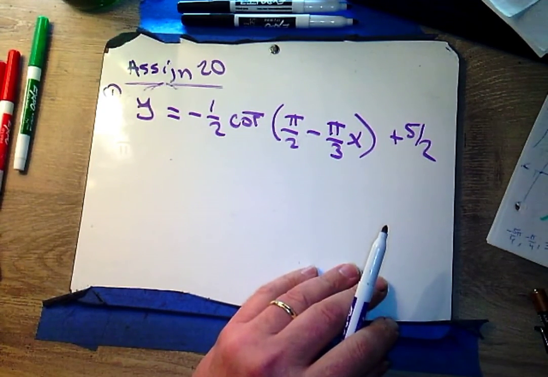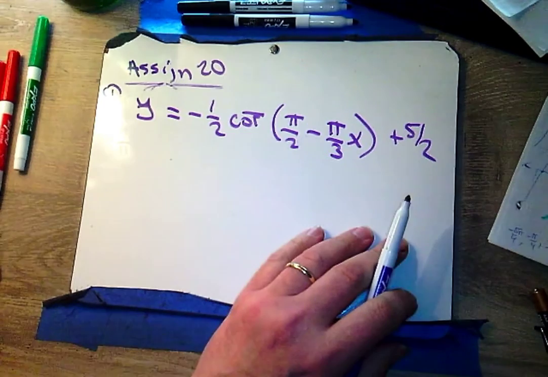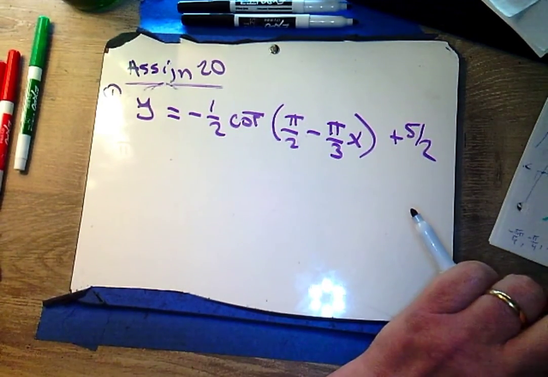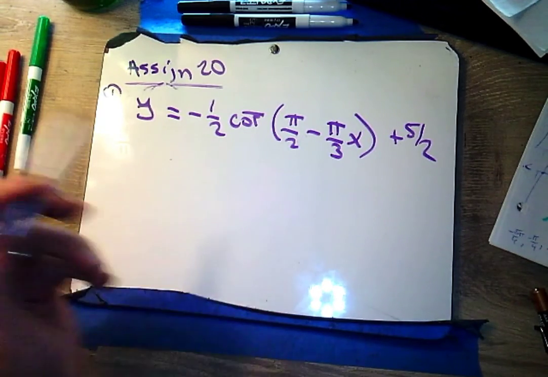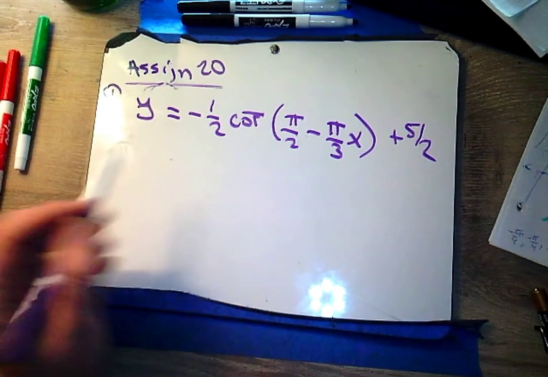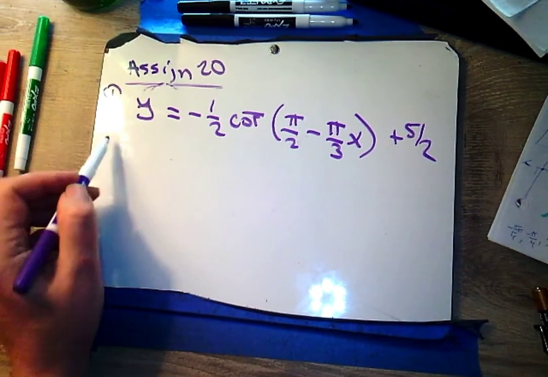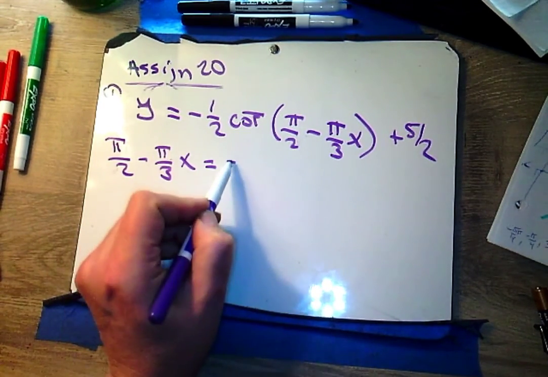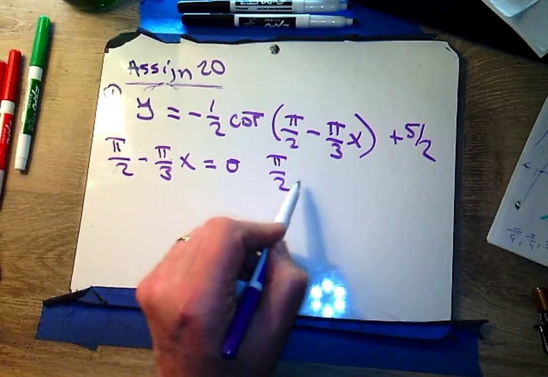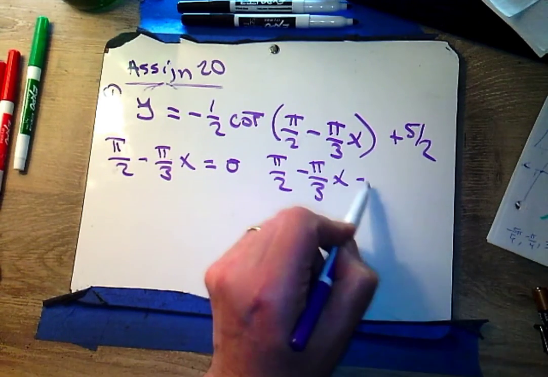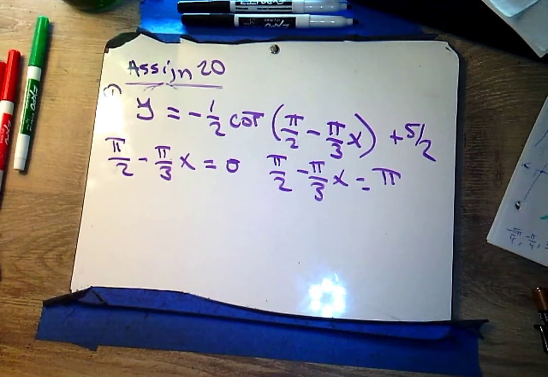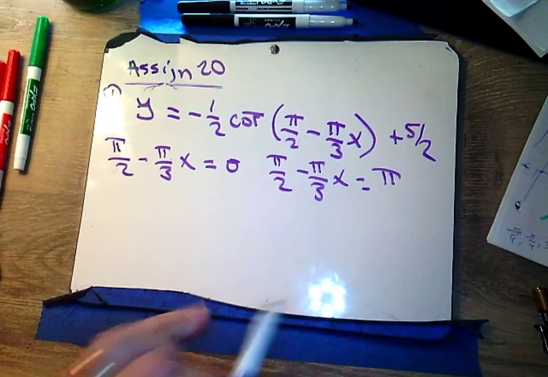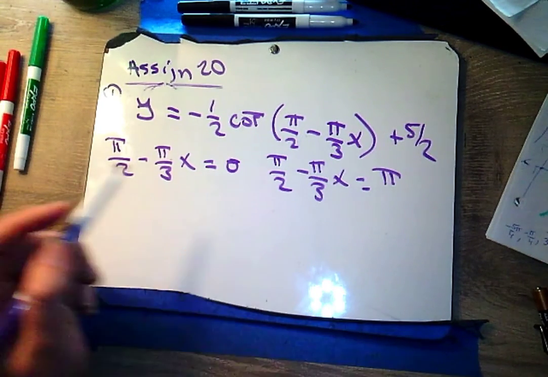Hey, welcome back. So what did you set the argument equal to for cotangent? Did you use pi over 2 and negative pi over 2? I hope not, because that would be wrong on an assessment. Well, and always, not just on an assessment. So I'm going to take pi over 2 minus pi over 3x and set that equal to 0. And pi over 2 minus pi over 3x equal to pi. The period for cotangent is pi, so the distance between these is pi. Excellent. Now, what can we do next?